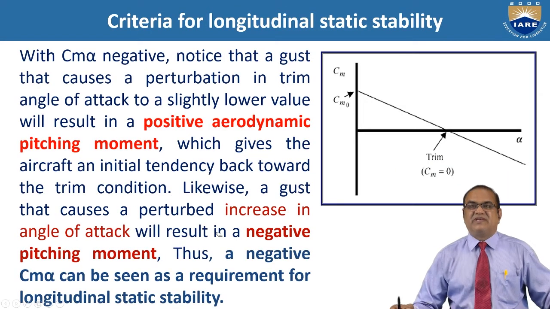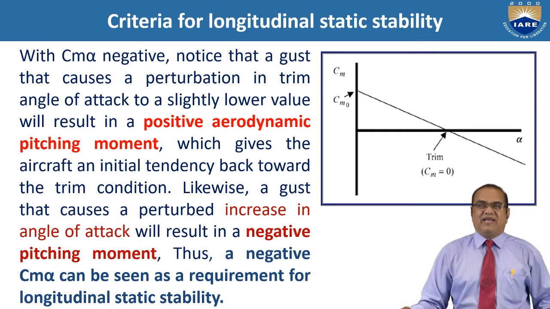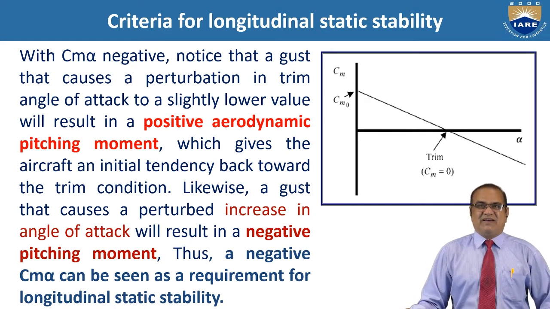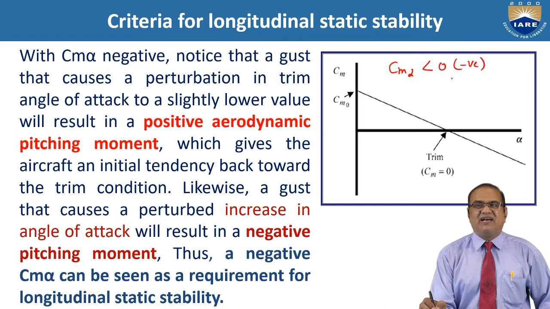So next time, same thing, I am going to explain about the criteria for longitudinal static stability. Just now I have explained about the derivative which is Cm alpha. To have the longitudinal static stability, the Cm alpha should be negative. I told you. So here Cm alpha should be less than 0 or negative. That is the first criteria.